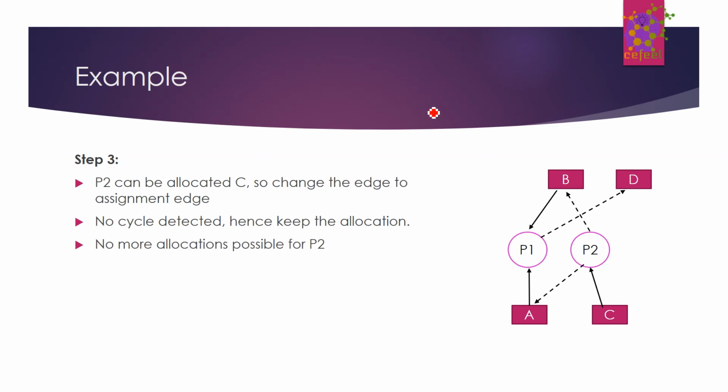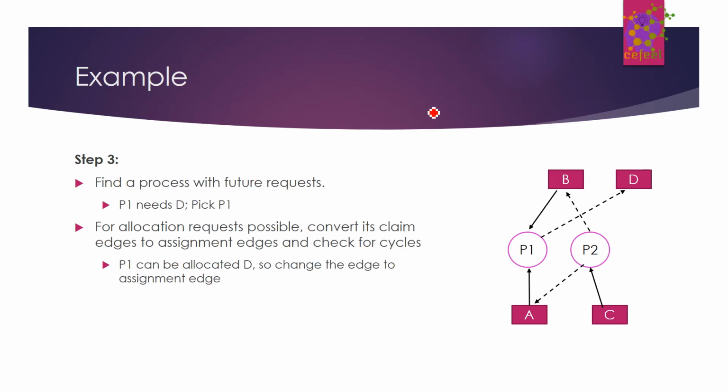So no more allocations possible for P2. We will repeat step 3 with process P1. P1 now has already two resources, which is B and A, and there is only one allocation request, which is D. And notice D is also free, so we can easily allocate P1 to D and change the request edge P1D to assignment edge from D to P1. Adding this does not cause any cycle, and hence we will keep the allocation.